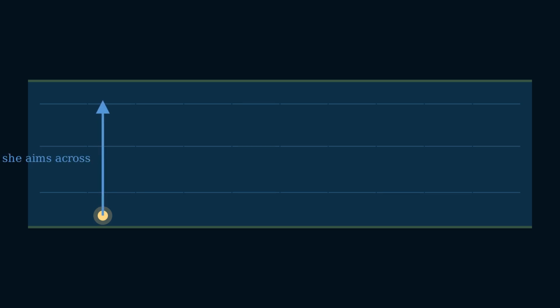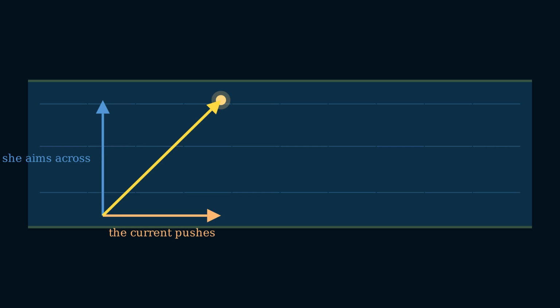This blue arrow is her own effort, pointing straight across to the far bank. But the water is moving. The current adds its own push, this umber arrow, carrying her downstream every single second she's in the river. So here's the question, where does she actually end up?